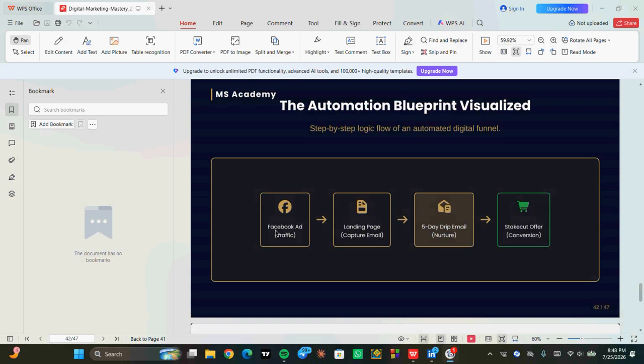So that is the automation blueprint visualized. That is the step-by-step logic on how an automated digital funnel works, from the advertisement part to the landing page, that's the email capture, the 5-day drip email, and the Stay Cut offer.